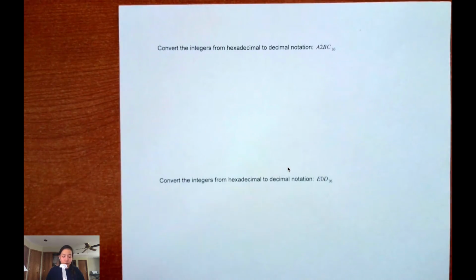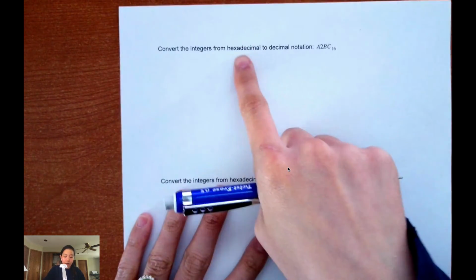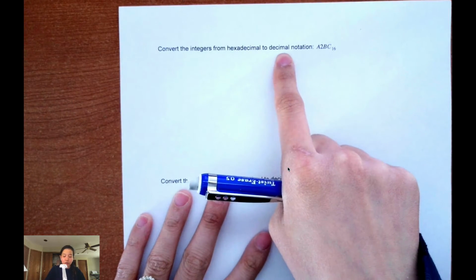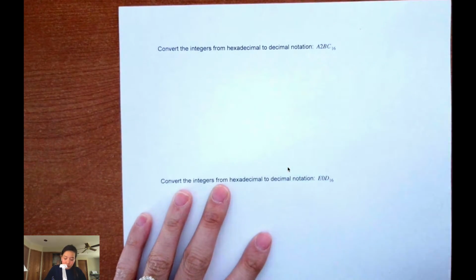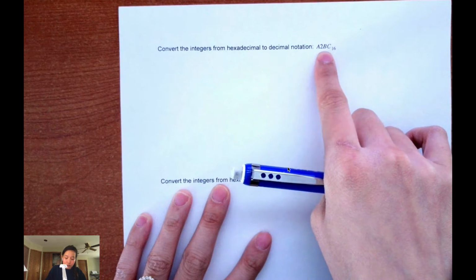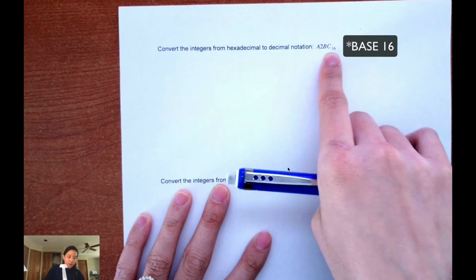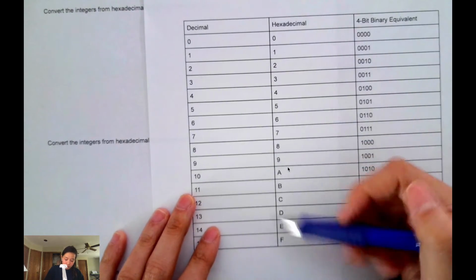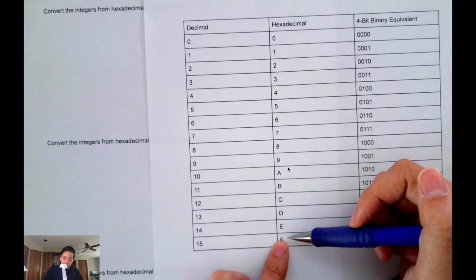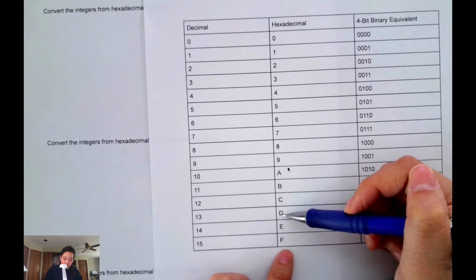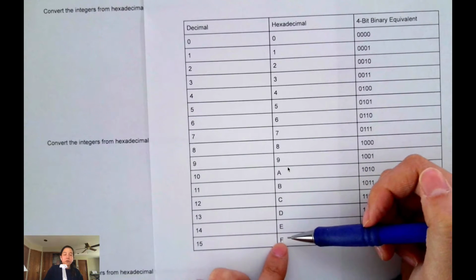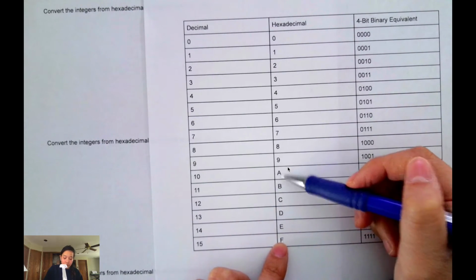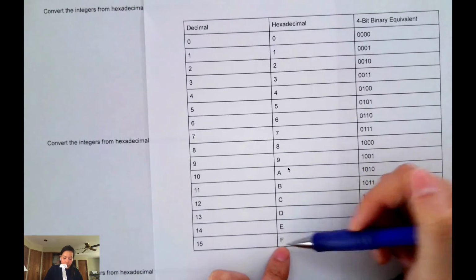In this video, I'm going to be explaining how to turn a hexadecimal number into a decimal number. So here they give us a hexadecimal number, A2BC in base 16. Remember that with hexadecimal numbers, the values do go up to 15, but instead of 10, 11, 12, 13, 14, 15, those numbers are replaced with letters. So A, B, C, D, E, and F.